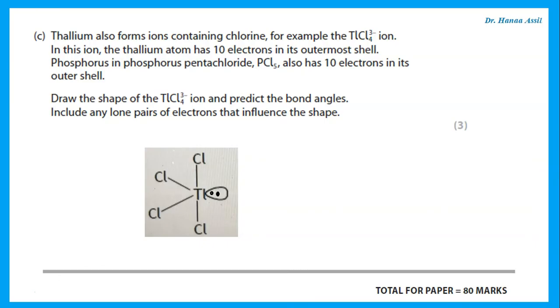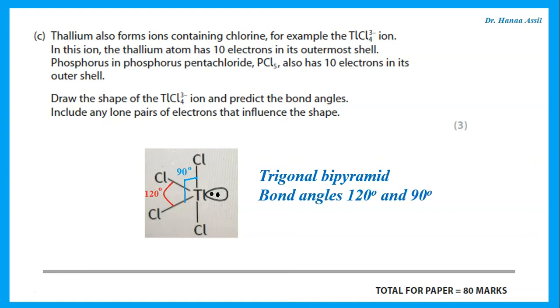Now we're going to predict the bond angles. Remember that the chlorine on top or below makes an angle of 90 with the plane of the thallium, and the chlorines on the plane of the thallium are forming a trigonal planar structure, which forms a trigonal bipyramid in which the bond angles are 120 and 90.